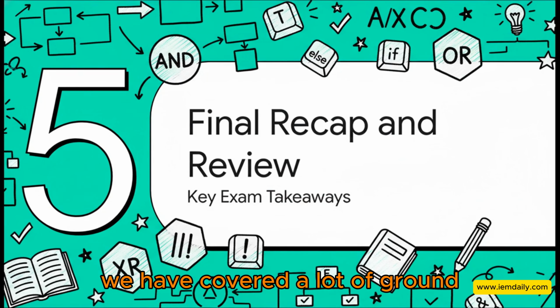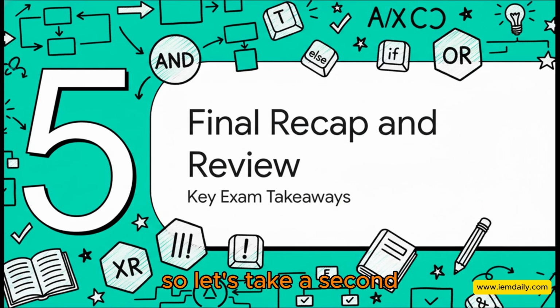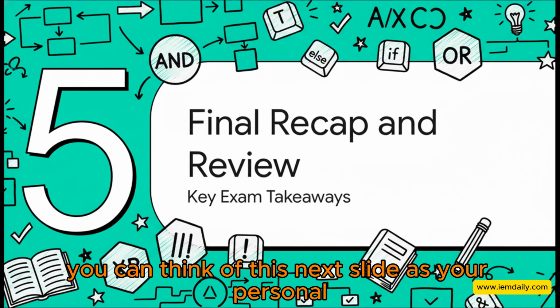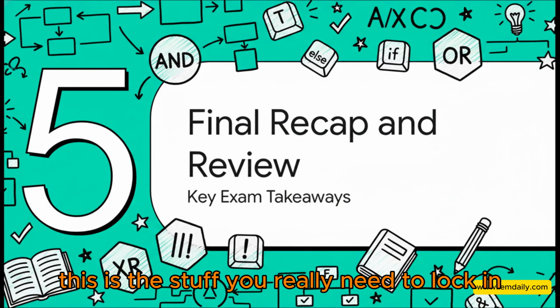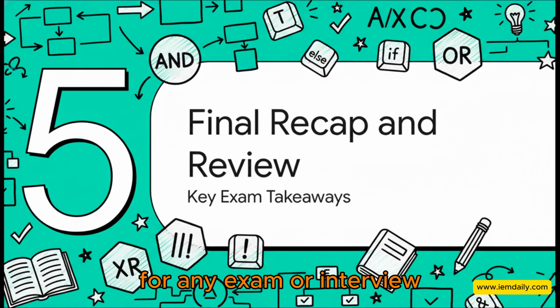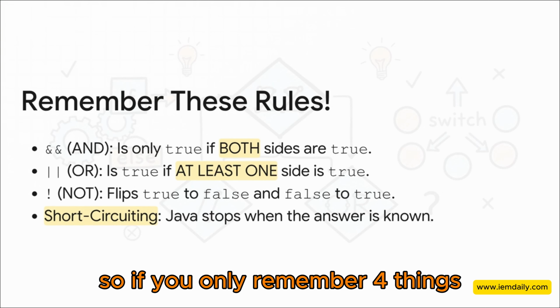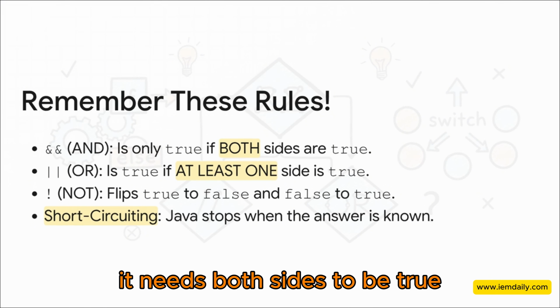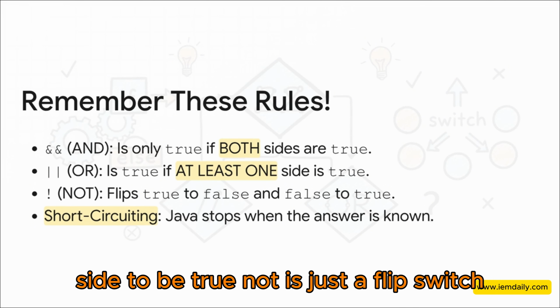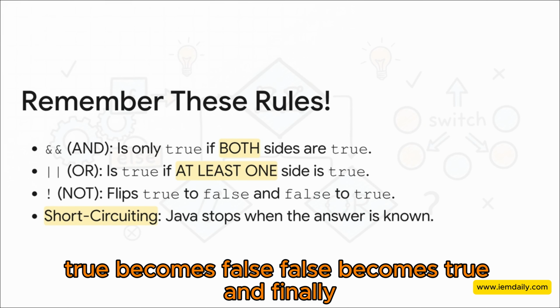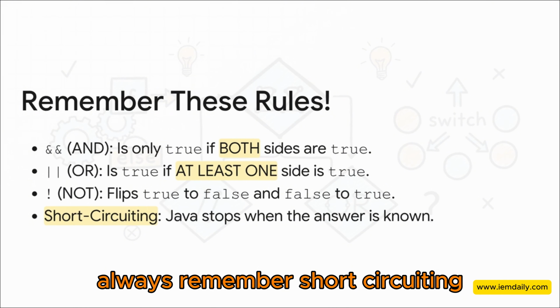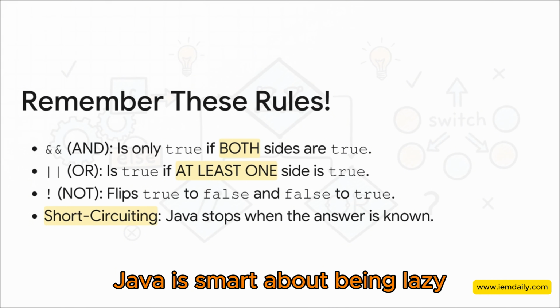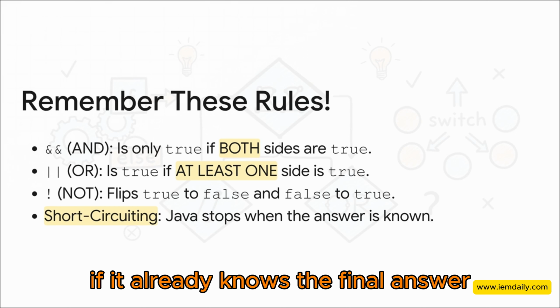Whew, okay, we have covered a lot of ground. So let's take a second and do a quick recap of the absolute most important points. You can think of this next slide as your personal study guide. This is the stuff you really need to lock in for any exam or interview. So if you only remember 4 things, make it these. AND is strict. It needs both sides to be true. OR is flexible. It only needs one side to be true. Not is just a flip switch. True becomes false, false becomes true. And finally, always remember short-circuiting. Java is smart about being lazy and won't do extra work if it already knows the final answer.